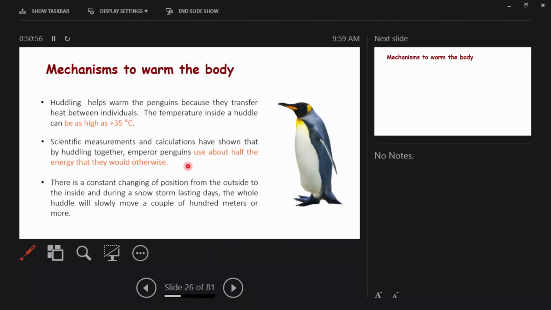So maybe some of you might question what happened to the penguins that are outside of the huddle, right? The penguins in the middle of the huddle are fine, they are happy because the temperature is high. But the penguins outside of the huddle, what happened to them? They are very clever. There is a constant changing of position from the outside to the inside during a snowstorm lasting days. So the whole huddle will slowly move a couple of 100 meters or more. So they keep changing the position.